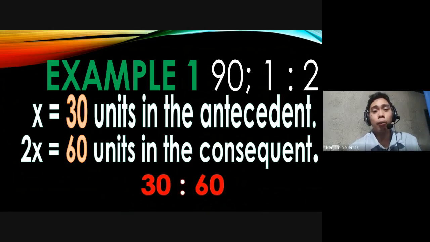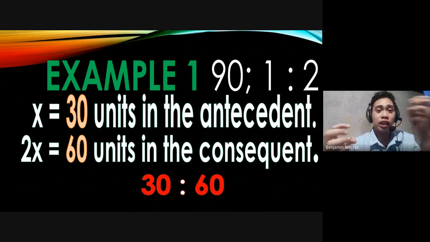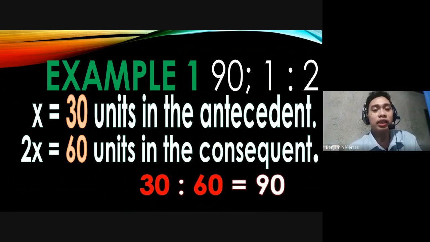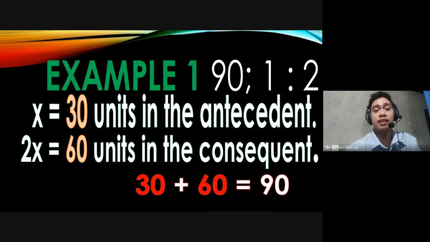30:60. I have a titig method, which is my term for a clue or a trick. Just look at the base, 90, and our ratio is 1:2. So if you think about it, you may see that it can be separated into 30 and 60. Why? Because 30 and 60 is equal to 90 when we add 30 and 60.